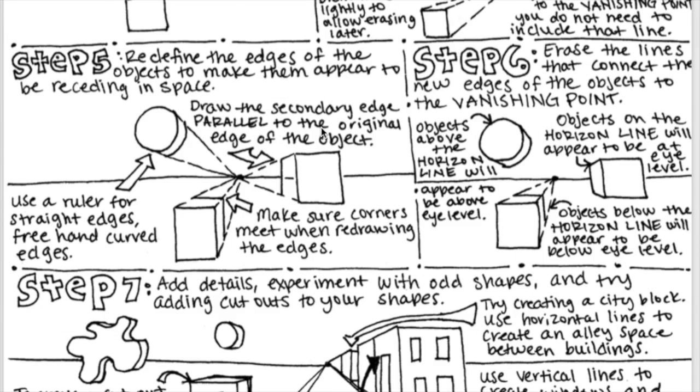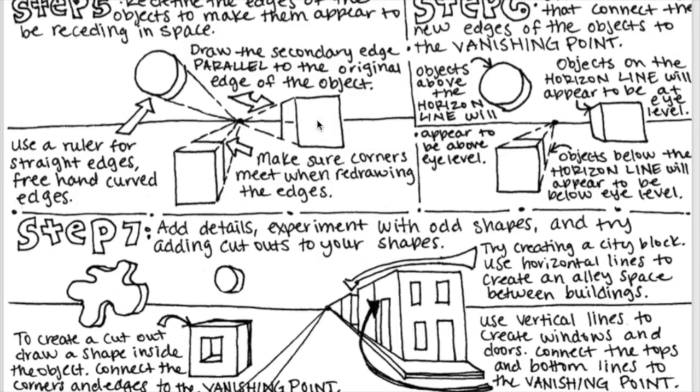All right, moving down to steps 5 and 6. Step 5 says redefine the edges of the object to make them appear to be receding in space. So that just means we're drawing this back edge to make it look like our object is going back in space, but we're not keeping these zoomy lines. Here it says draw the second edge parallel to the original edge of the object. So parallel just means straight back from your original object. So if you have a ruler, you can scoot that ruler back and draw that line straight back.